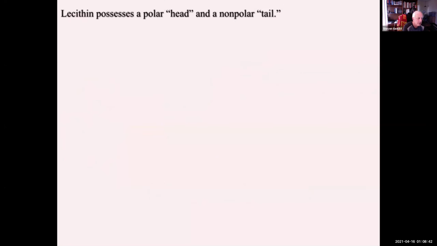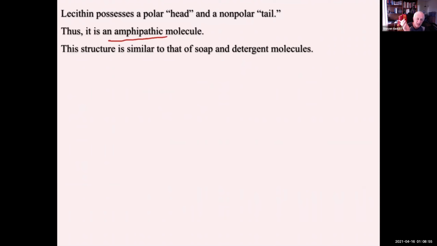Okay, so lecithins possess a polar head and a nonpolar tail. That's your phospholipids. So it's an amphipathic molecule. Amphipathic means it has both hydrophobic and hydrophilic regions in the same molecule. That's what amphipathic means. It's similar in structure to soap and detergent molecules. That's why it forms micelles in plasma and other polar liquids.